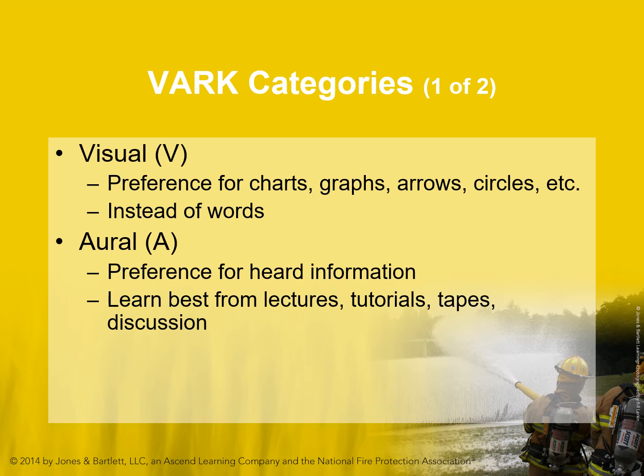So the V is visual, again, a preference for charts, graphs, arrows, circles, and so on and so forth, instead of words. Oral, or the A, is a preference for heard, the auditory or heard information. They learn best from lectures, tutorials, tapes, and discussion.